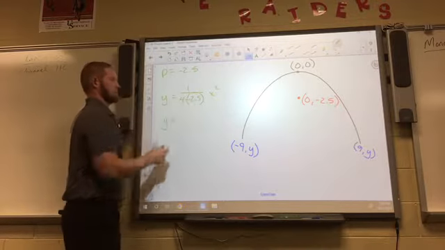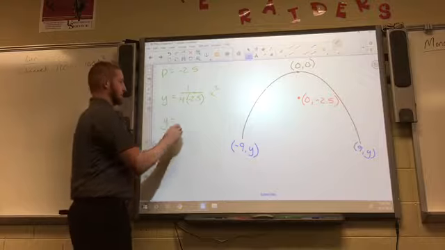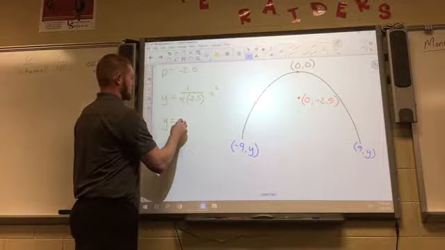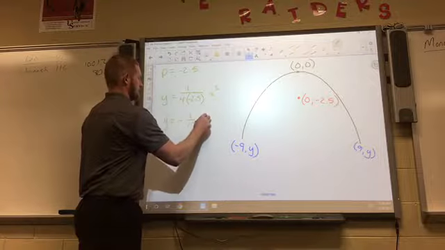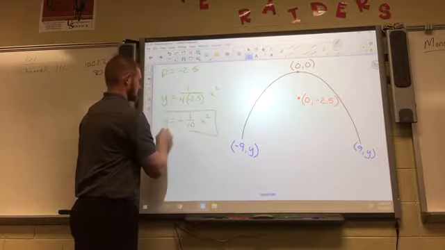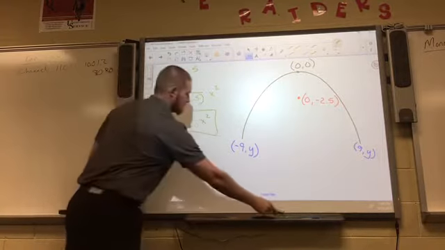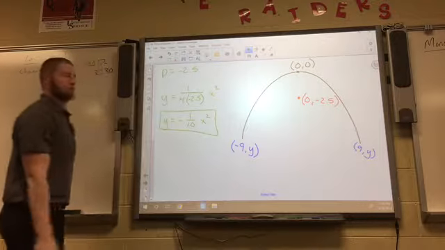What is 4 times negative 2.5? Negative 10. So I have y equals negative 1/10 x squared. So there's the equation of our parabola.